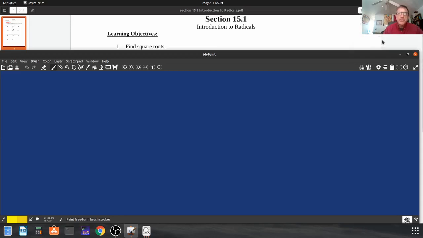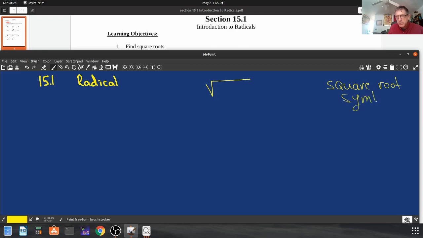Okay, let's do 15.1, and it's going to be an introduction to radicals. So you've all seen a radical. It's just a name for a symbol that looks like this. And you probably know that is the square root symbol. So we're going to really just restrict ourselves to square roots. When you get to intermediate algebra, you'll be introduced to something else. So let's talk about the square root.